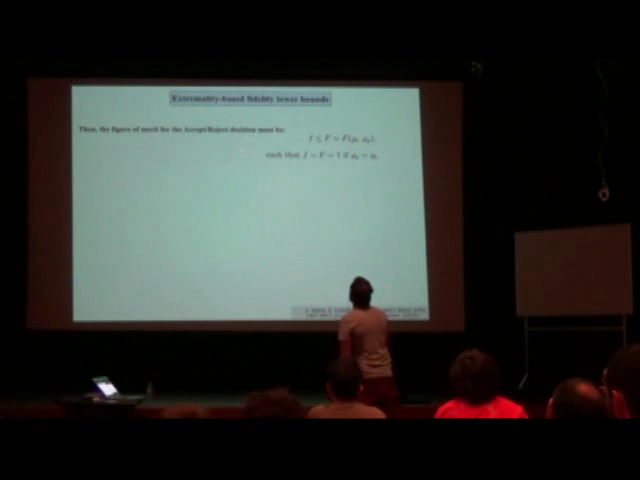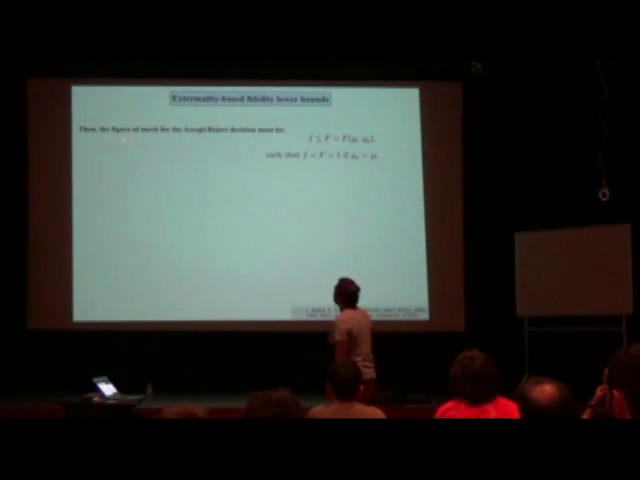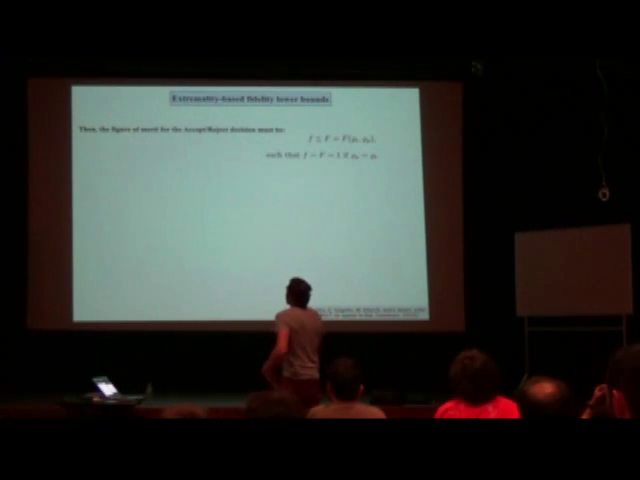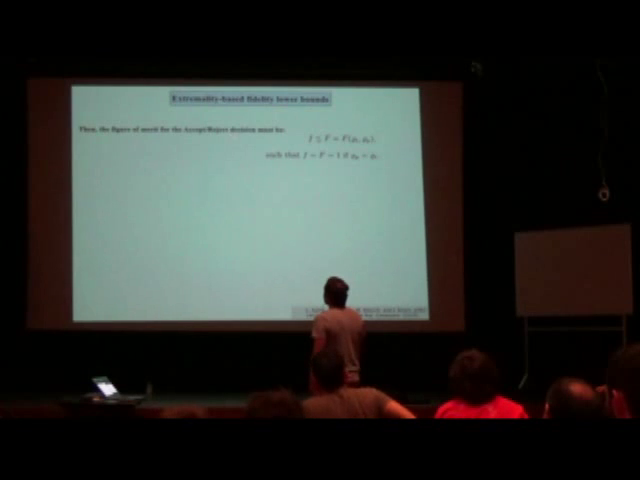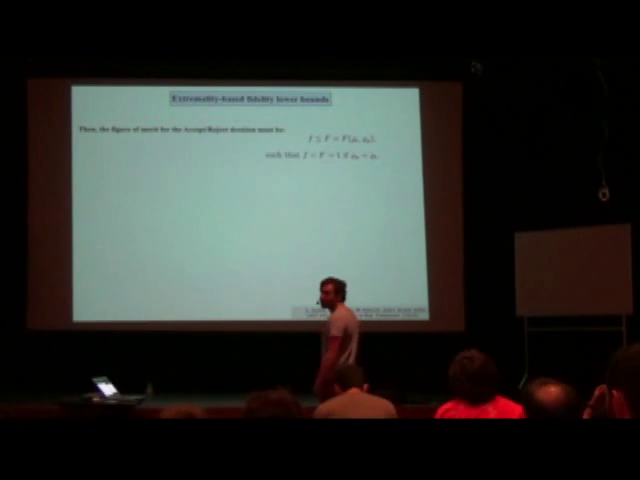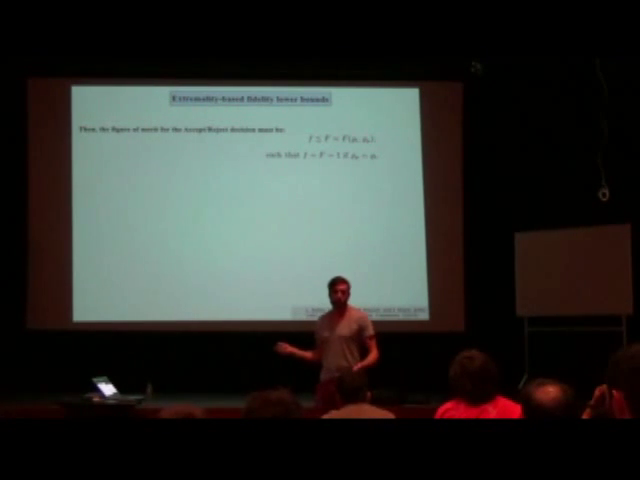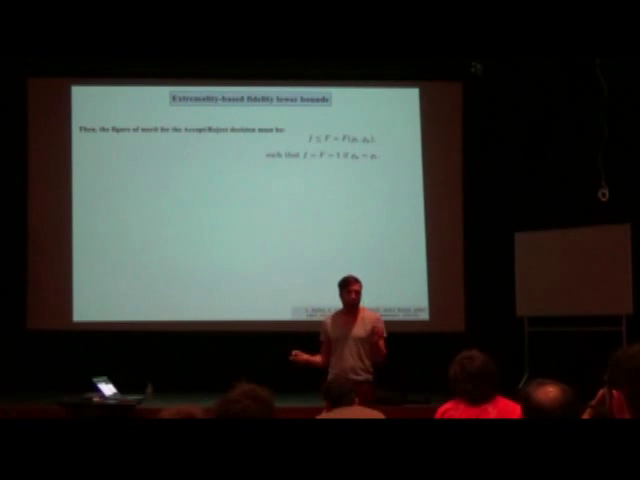So then what we need actually, you see that with that criterion, the figure of merit for the accept-reject decision must be a lower bound to the fidelity. That's what I was saying in the beginning. We don't need to exactly estimate the exact value of the fidelity.